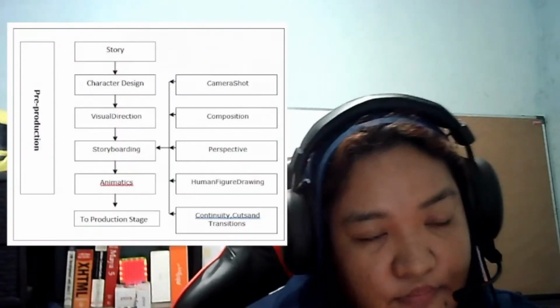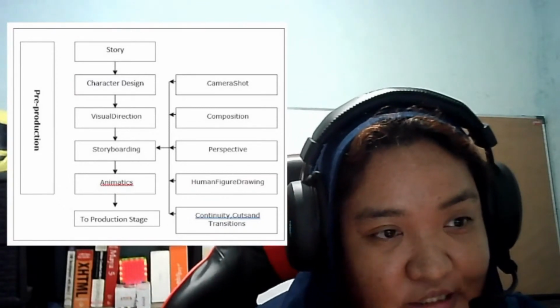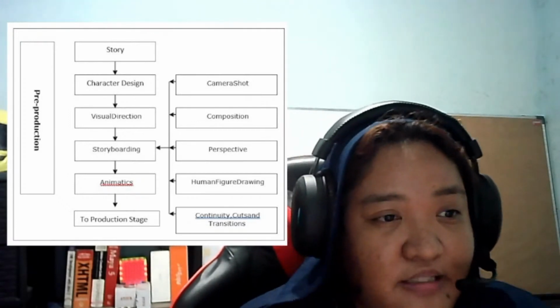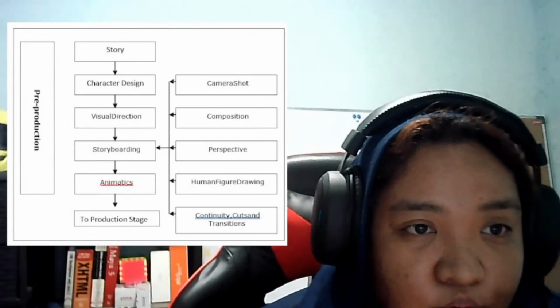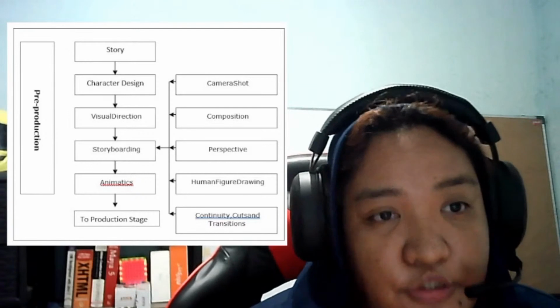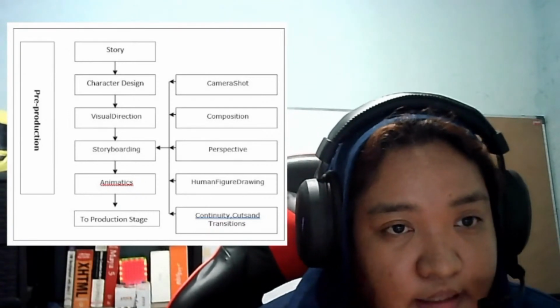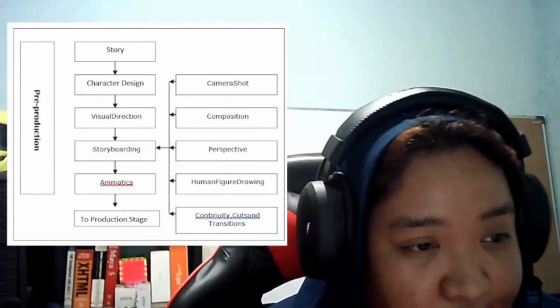Again, pre-production is more about conceptualization, and when it comes to pre, it means preparation, right? Here is where the stories are created, what the components of a story are, how characters are designed, how the overall visual style is developed, how storyboards are designed, and how animatics are used in this stage.